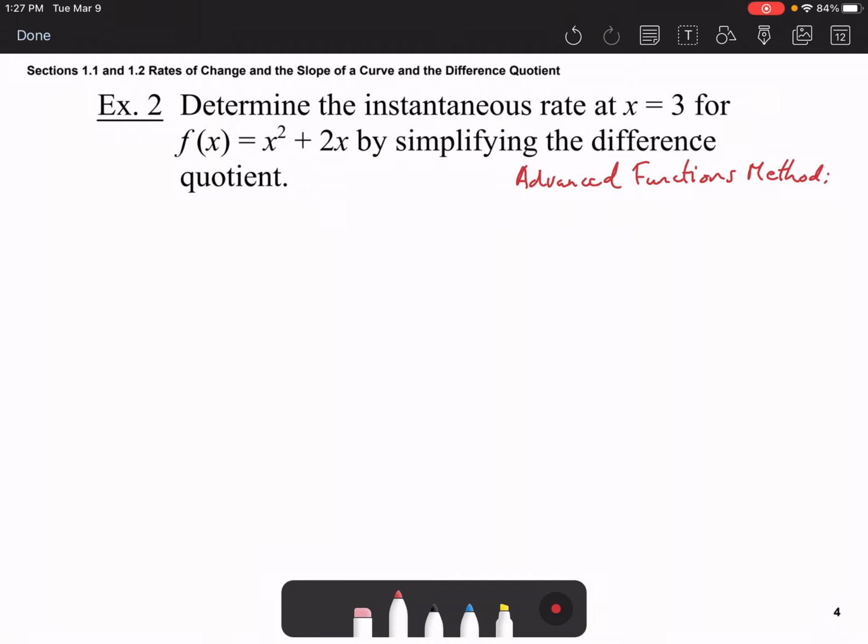So in advanced functions, we calculated f at 3. We added a value that was really close to 0. So how about something like 0.001? We subtract f at 3, and we divide by 0.001. So I'm going to grab my calculator. I'm going to work this out using my calculator.